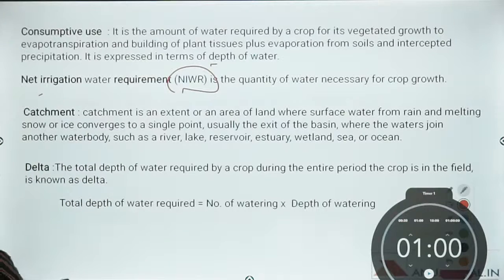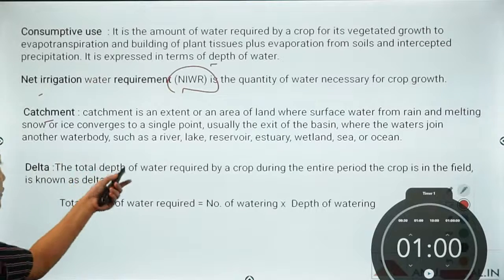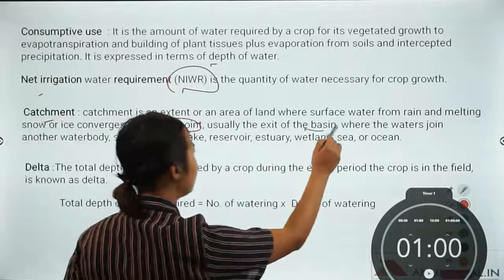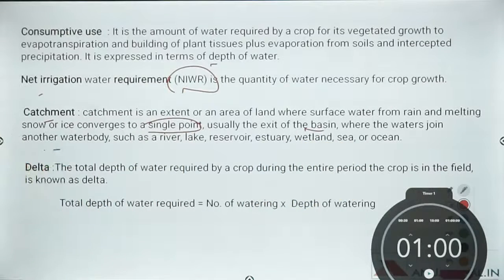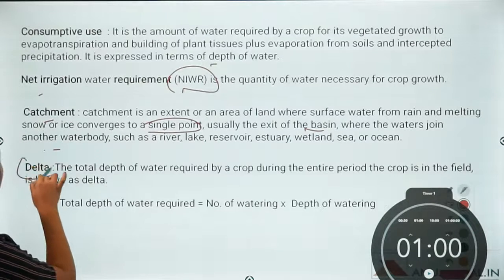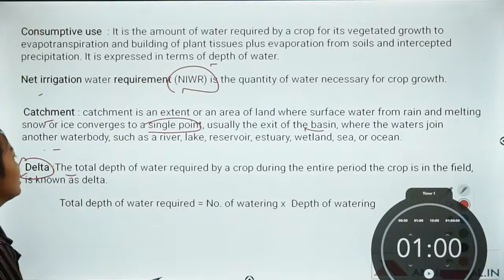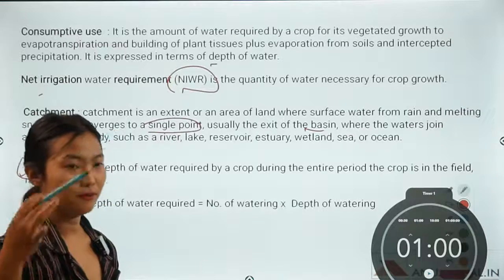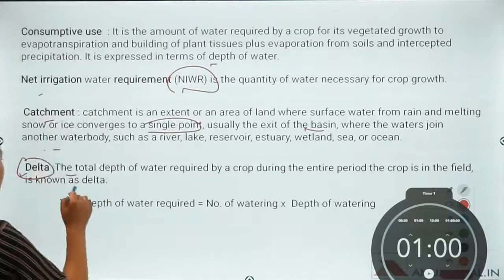And the catchment is an extent or an area of land where surface water from rain and melting snow or ice converges to a single point. Right, and they usually exist on the basin where the water joins another water body, such as river, lake, reservoir, estuary, wetland, sea, or ocean. And the fourth one here is delta. So this delta is the total depth of water which is required by the crop during the entire cropping period in the field, and it is known as delta.